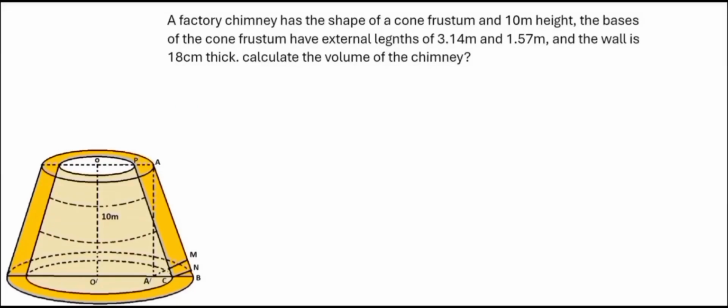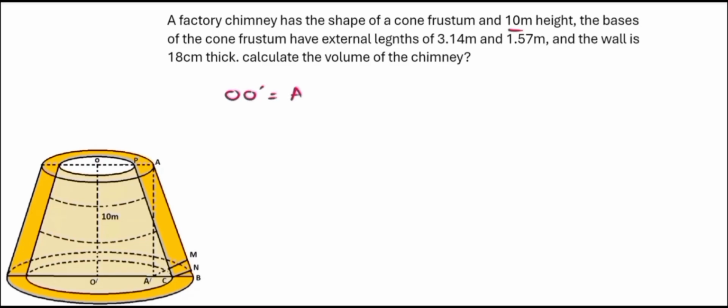A factory chimney has the shape of a cone frustum and 10-meter height. The bases of the cone frustum have external lengths of 3.14 meter and 1.57 meter, and the wall is 18 centimeter thick. Calculate the volume of the chimney.